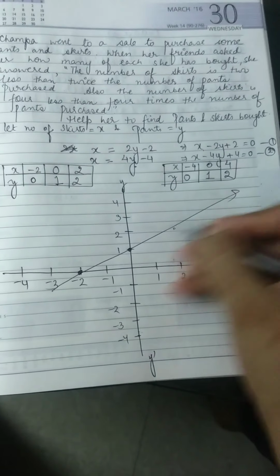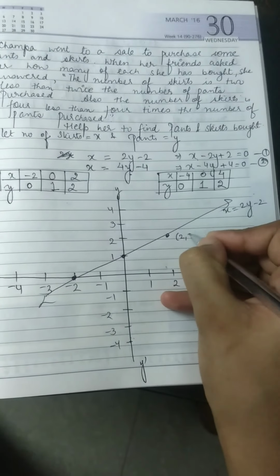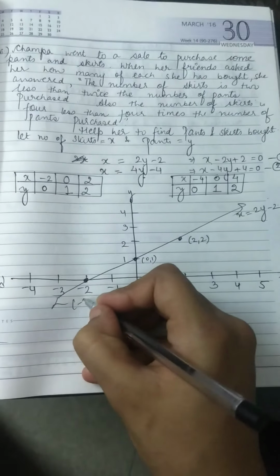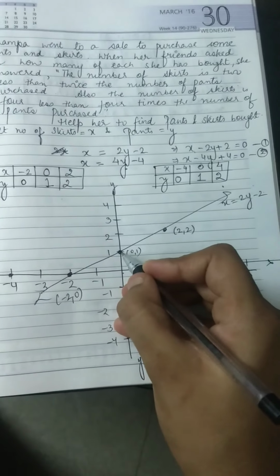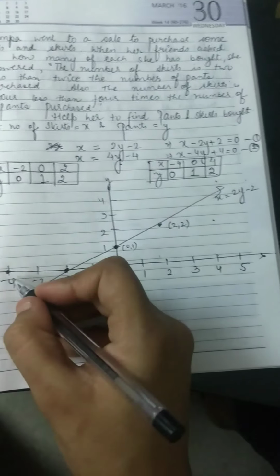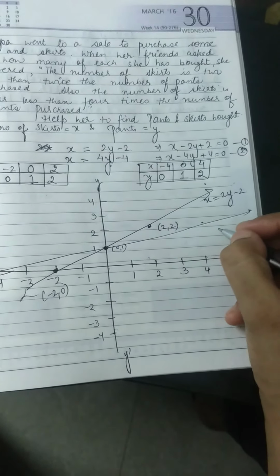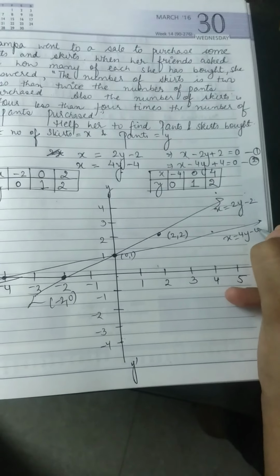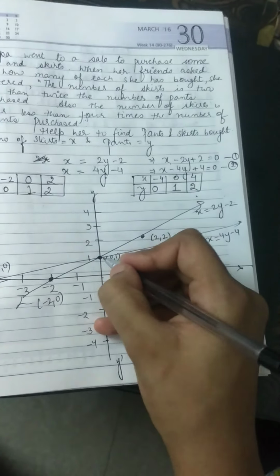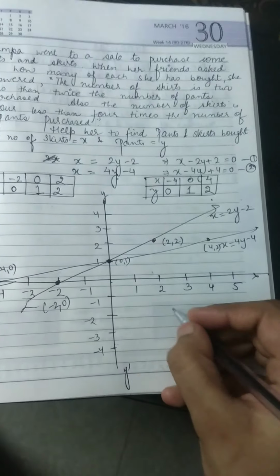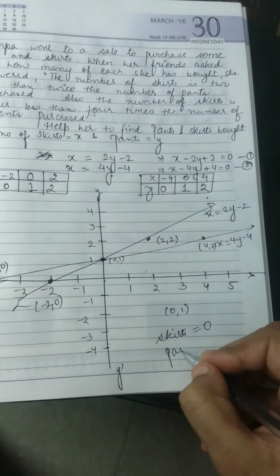So draw this line. Label it as x equals 2y minus 2. So label your points 2 comma 2, 0 comma 1 and minus 2 comma 0. Now draw this line: minus 4 comma 0, 0 comma 1 and 4 comma 2. So our graph will look like this. So 4 comma 2 and minus 4 comma 0. The point we have in common is 0 comma 1. Therefore skirts bought is 0 and pants is 1.